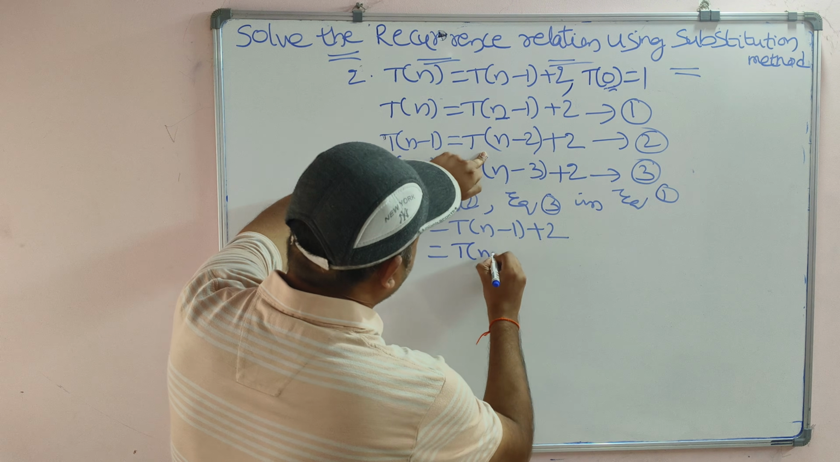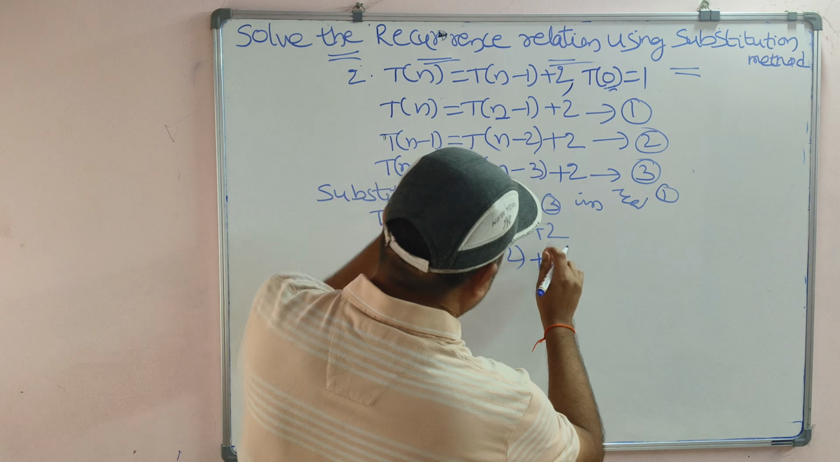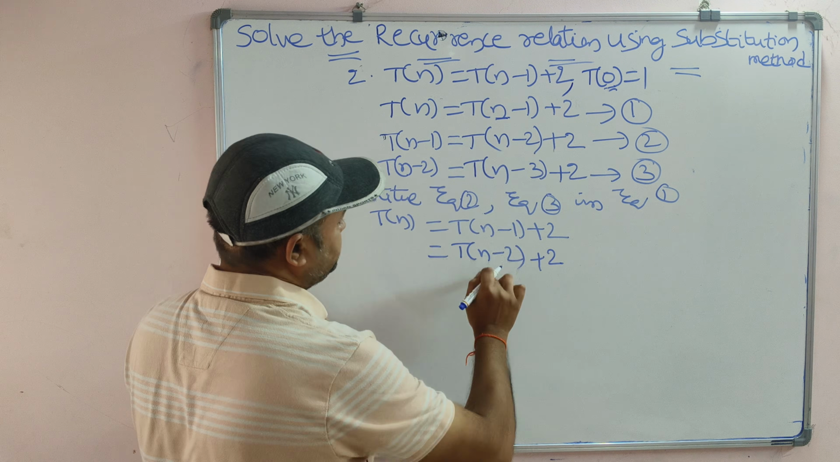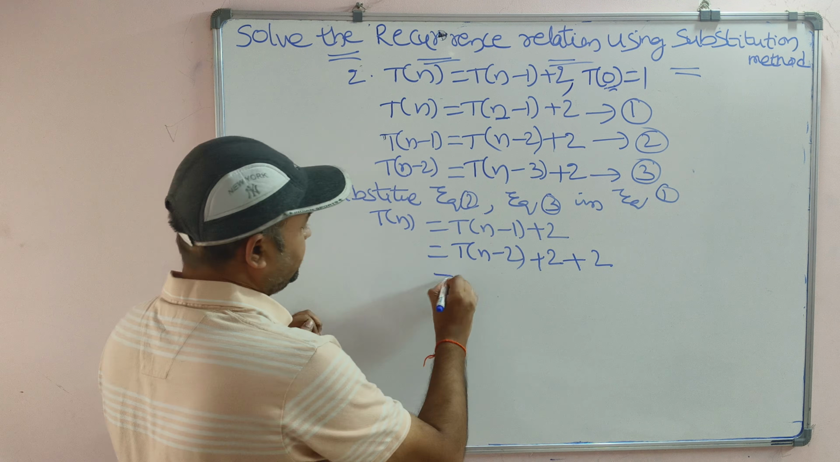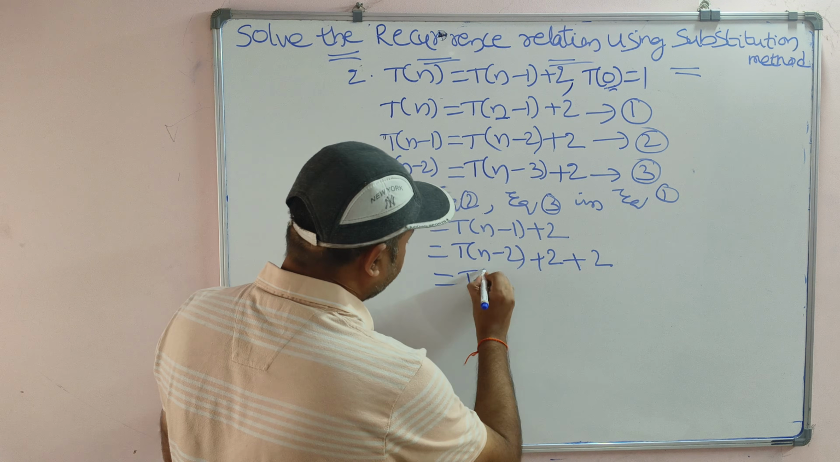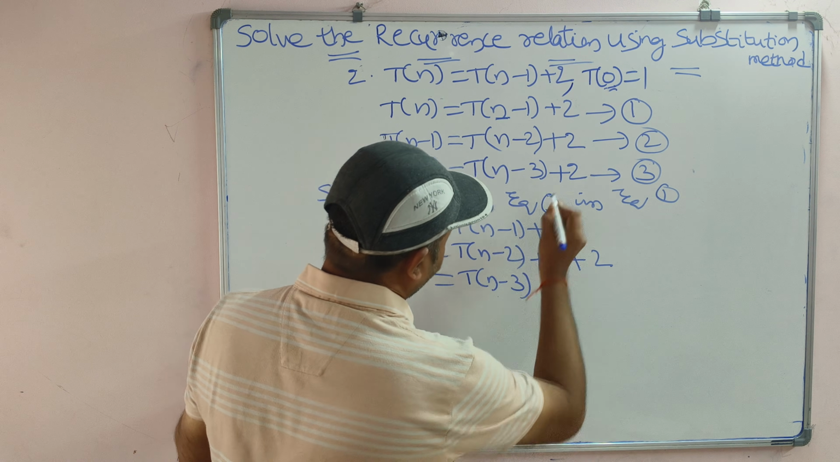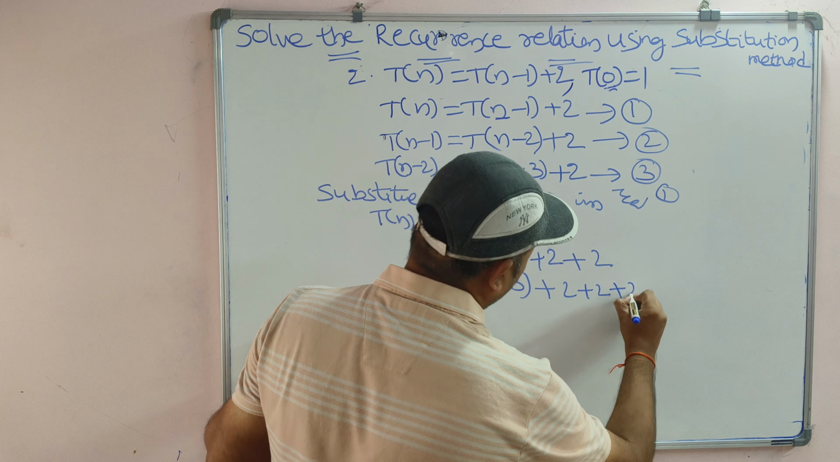T of n minus 2 plus 2, t of n minus 2 plus 2. Here additionally we have 2. So let us write that 2. Next, what is t of n minus 2? Here we have t of n minus 2. So t of n minus 3 plus 2 plus additionally we have 2, 2's.